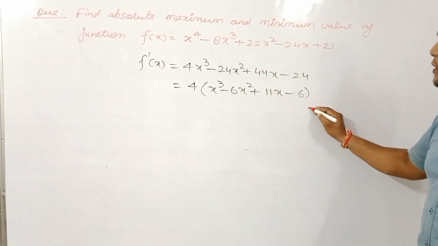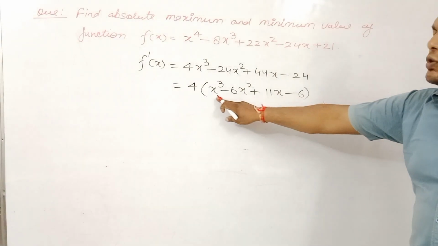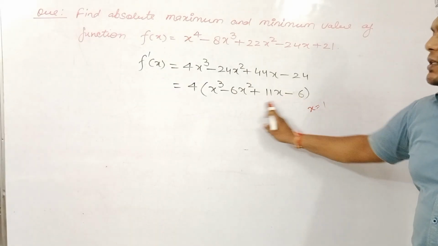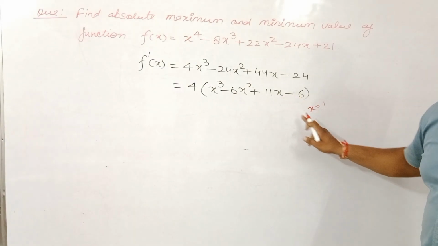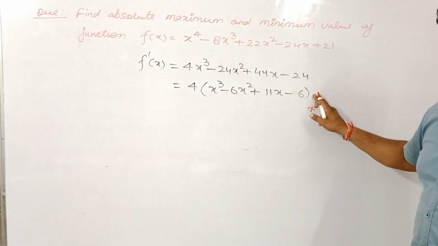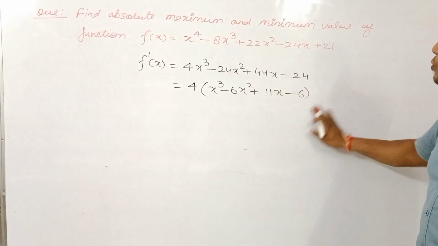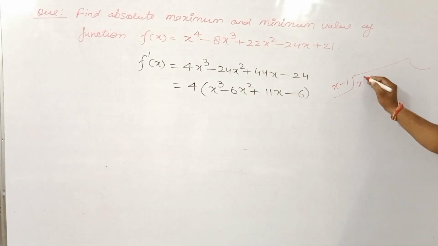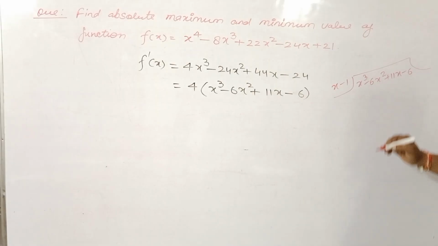So look here, x equals 1 is satisfying here. 1 minus 6 plus 11 minus 6 is 0. So x equals 1 is a zero of this polynomial, so x minus 1 is a factor. So what will we do? We'll divide x cube minus 6x square plus 11x minus 6 by x minus 1.